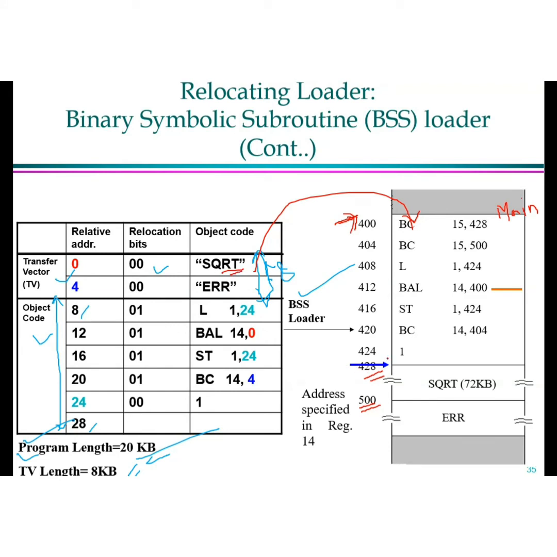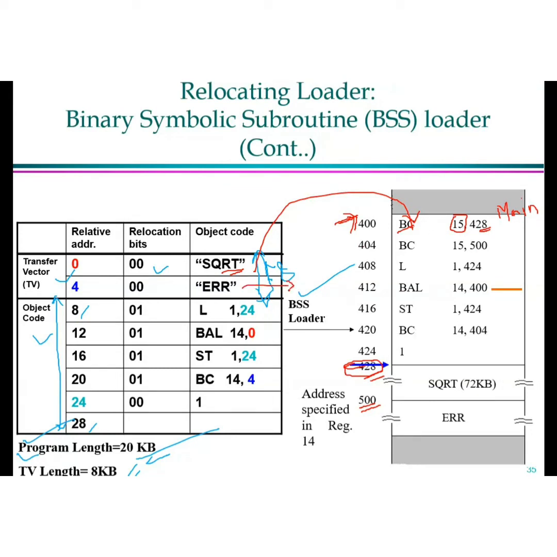SQRT is at location 428. If you observe here, SQRT आपका 428 पे. So I'll replace, BC means branch, कहाँ पे करना है आपको? 428 पे. So I'm writing BC is a branch instruction, branch to location 428. Okay. And the address of the next instruction, return कहाँ पे करना है? That is stored in register 15. The address of the next instruction, that is 404, will be stored in register 15.